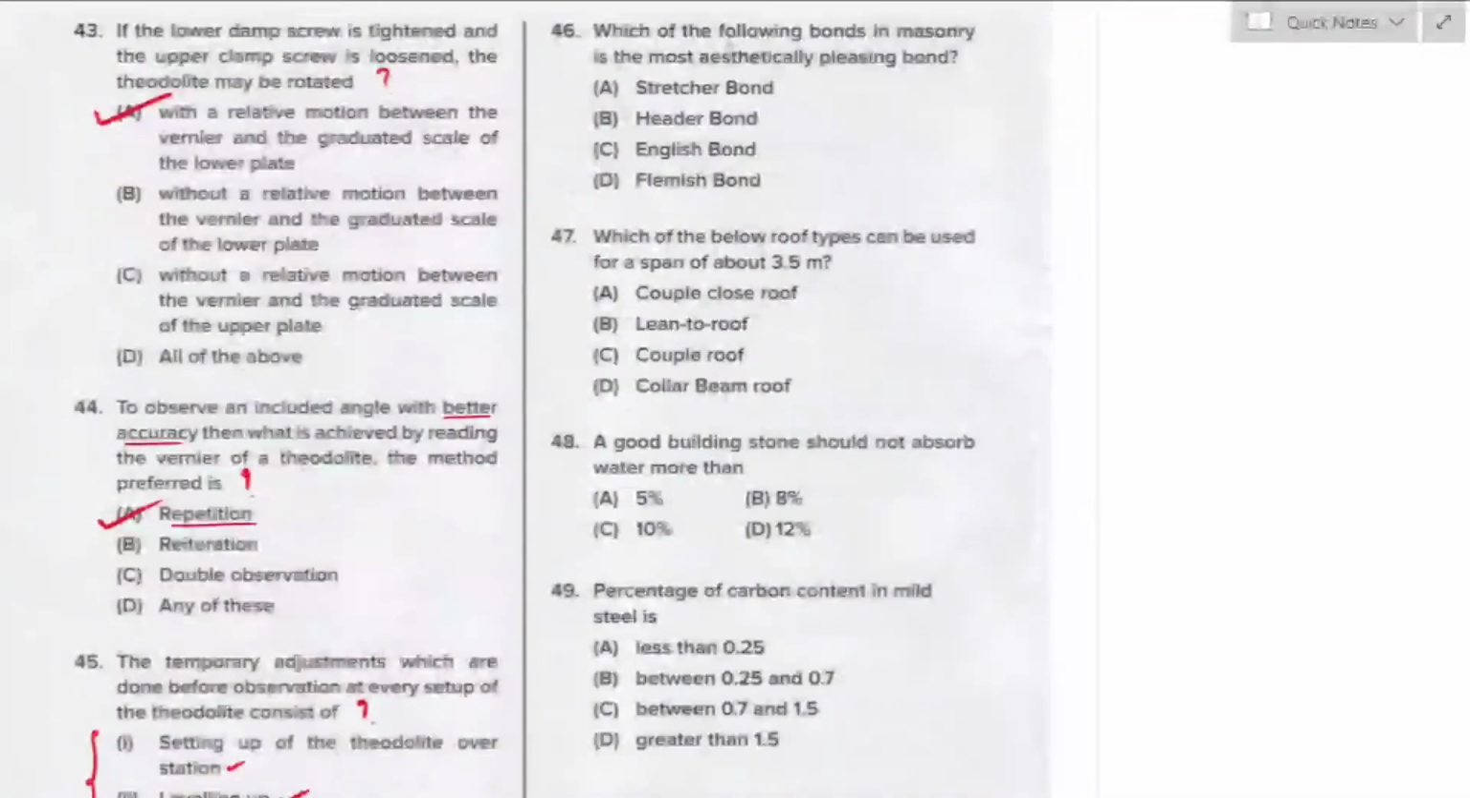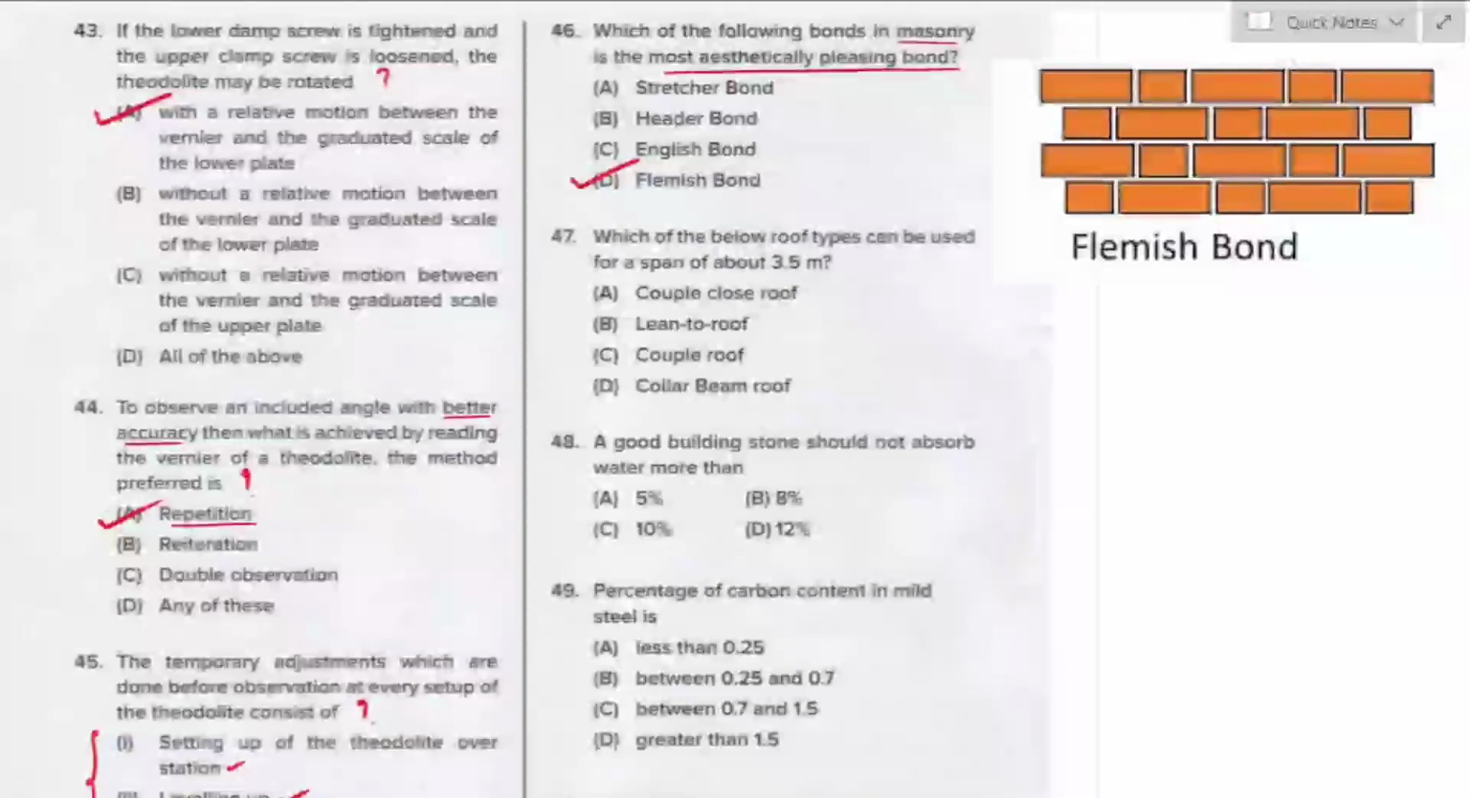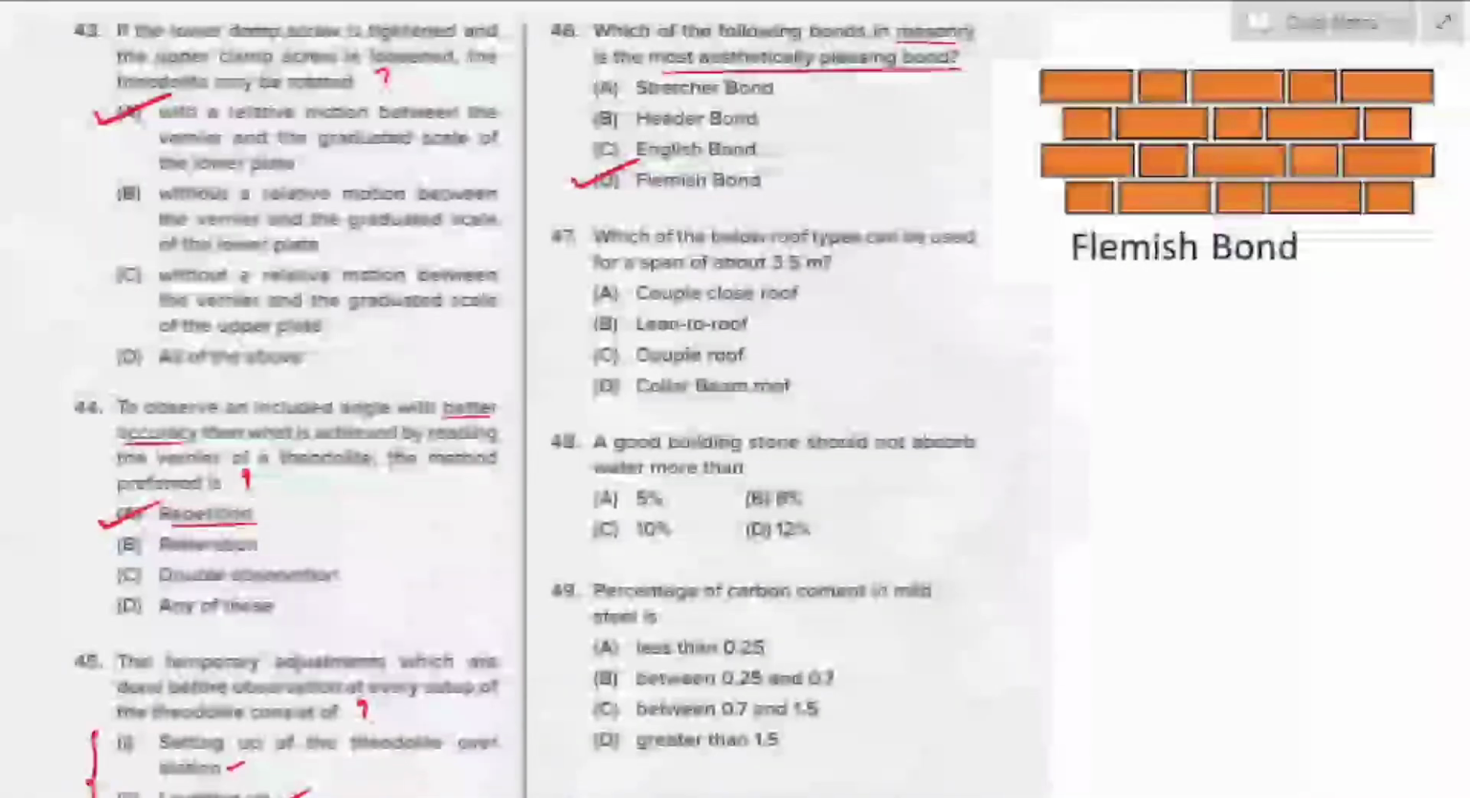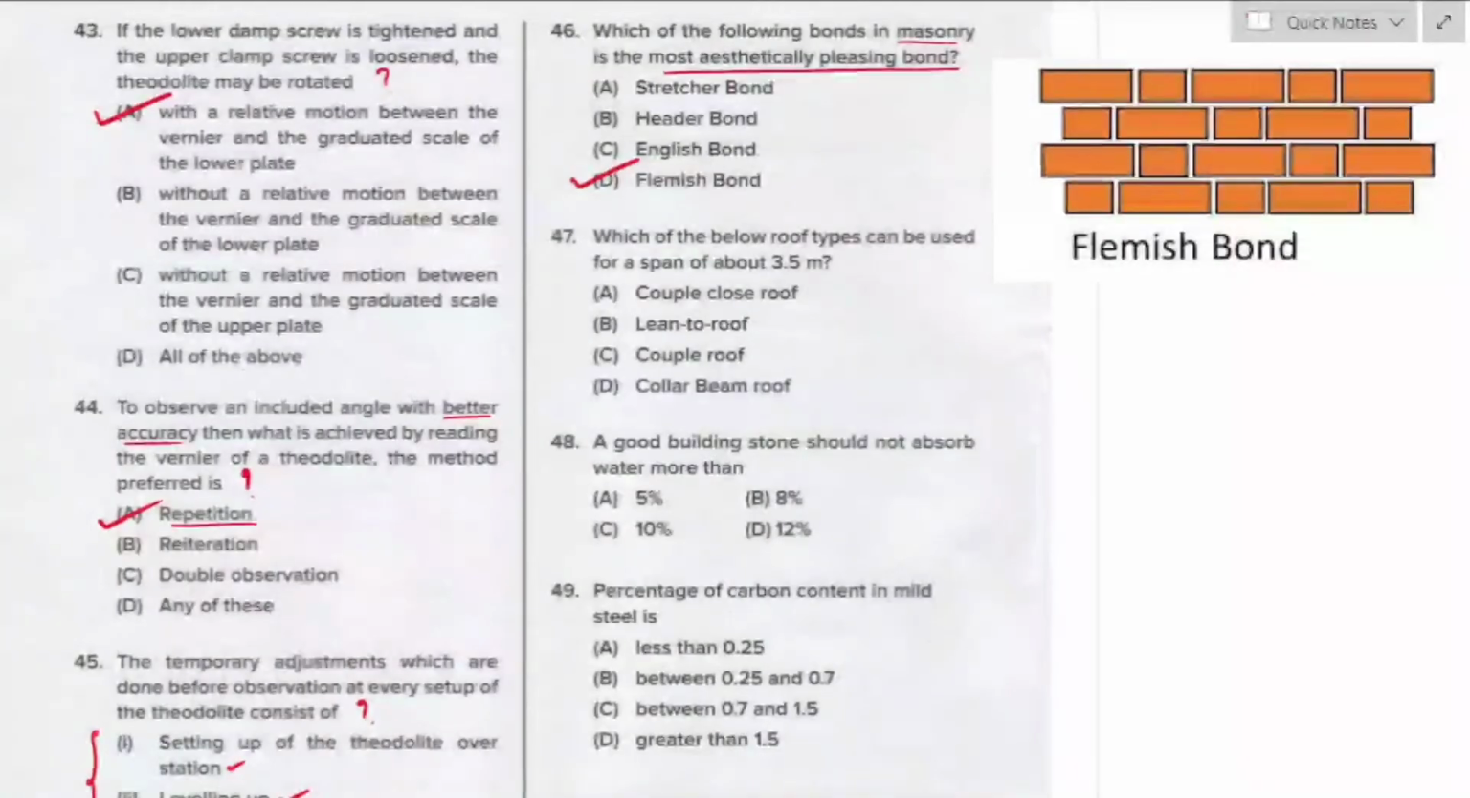Question number 46. Which of the following bonds in masonry is most aesthetically pleasing bond? The most aesthetically pleasing bond is Flemish bond. Option D is the right answer. In Flemish bond, you can observe in the following picture. It consists of headers and stretchers alternately so laid as to break joints. So, it is the most aesthetically pleasing bond.